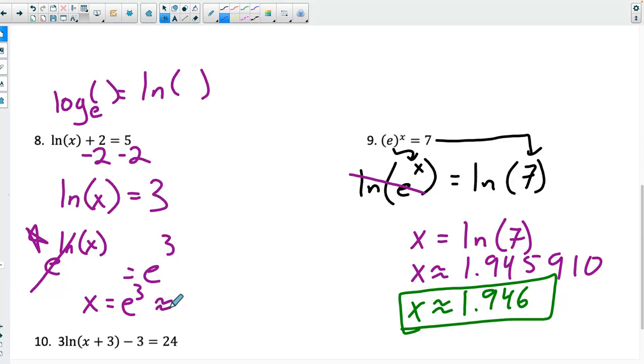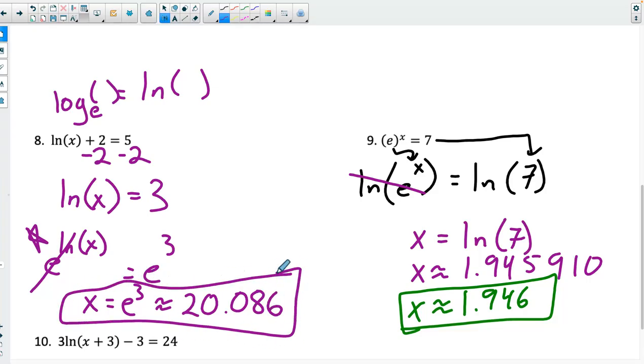Anyone got it? I don't know that one off the top of my head. 20.086 is perfect. And again, we got our exact answer, and we have an approximate answer.